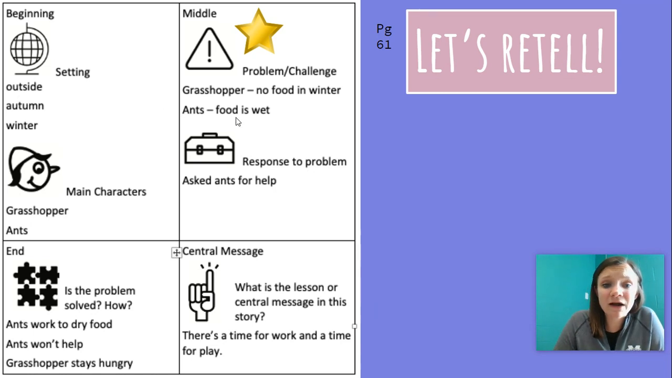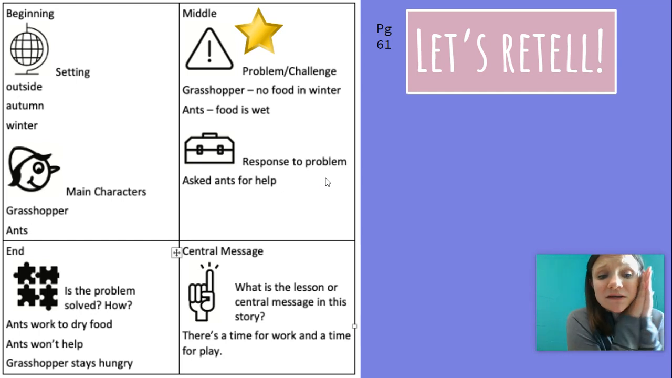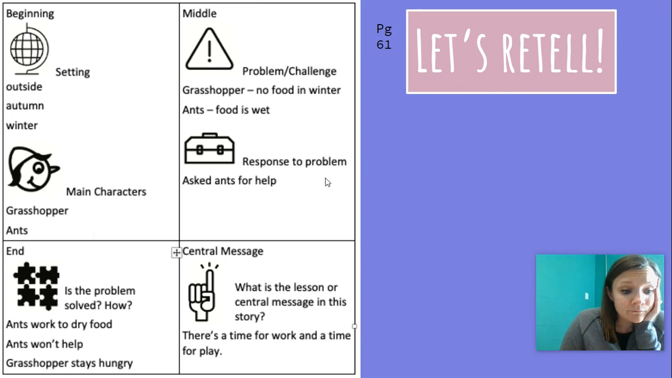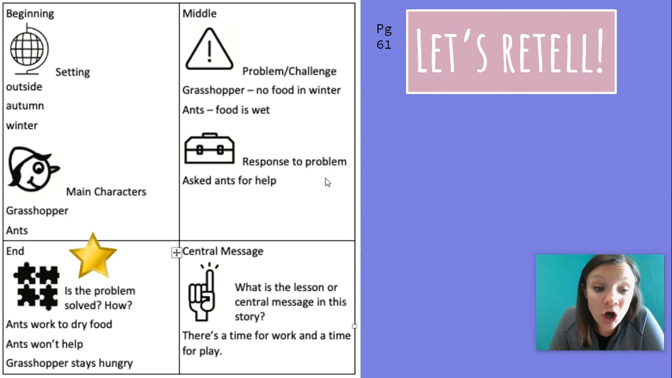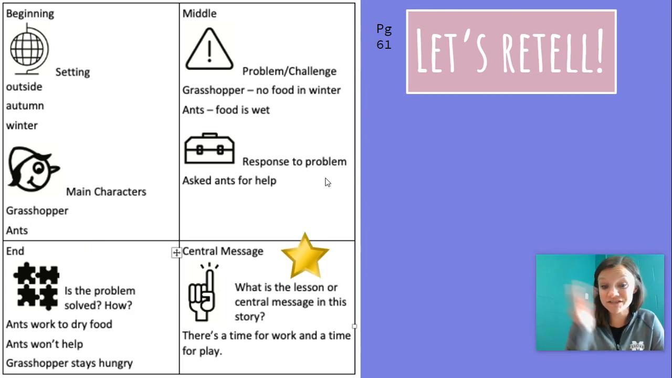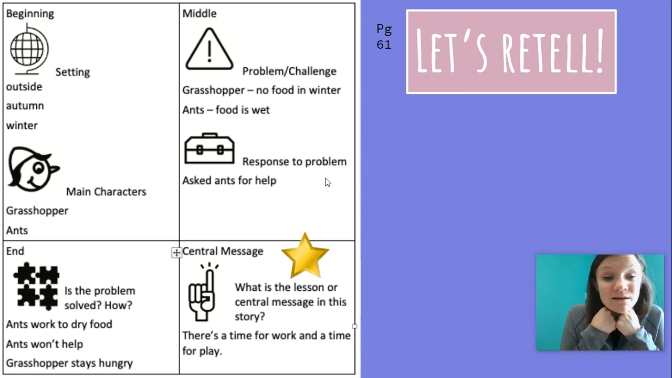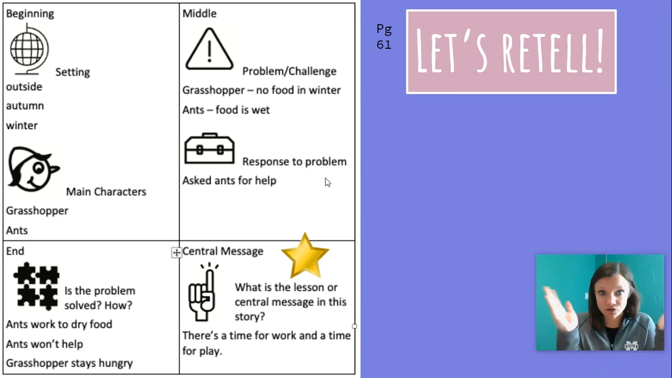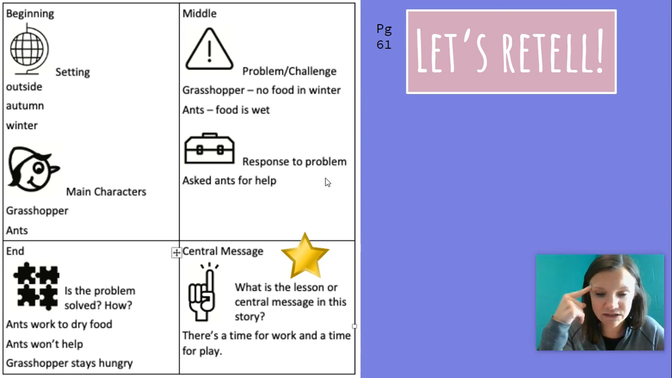And the grasshopper, how he tried to fix his problem, how he responded, was he asked the ants for help. Can I please have some food? But the ants didn't want to help him. They worked hard. He didn't. So the grasshopper stayed hungry. The message or the lesson of the story is that there's time for work and time for play. And the grasshopper did nothing but play, and so he starved. What a sad, sad story, right? But that was us retelling it to remember what happened in the end of the grasshopper.